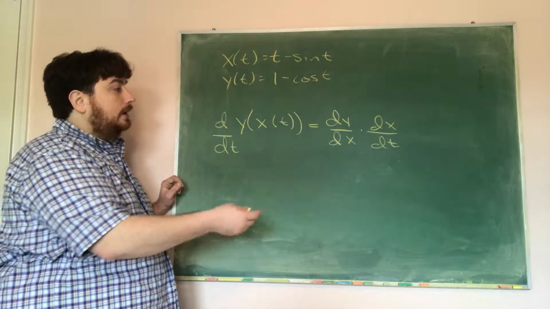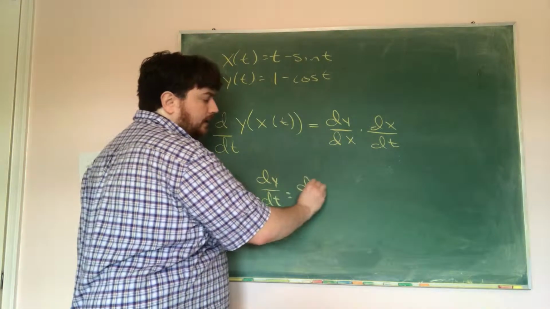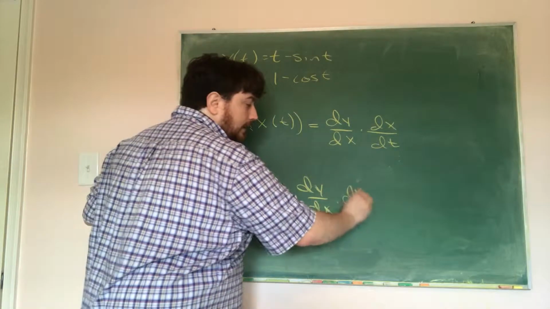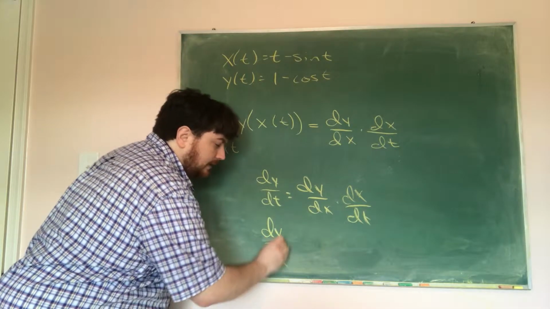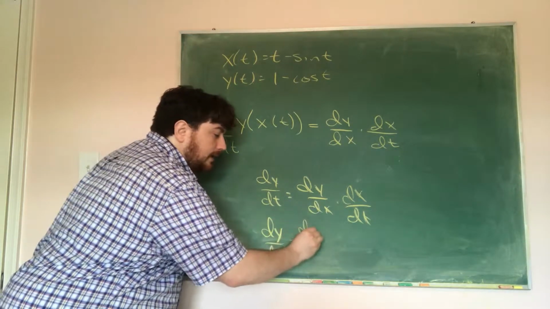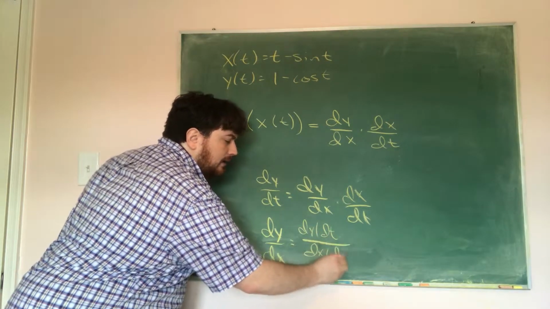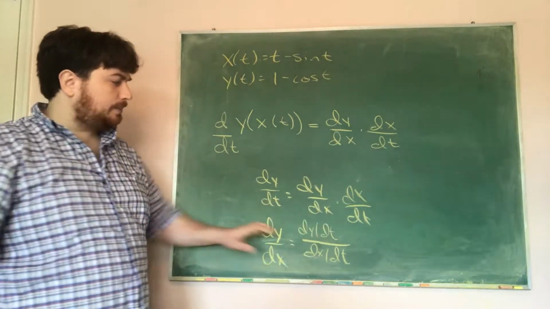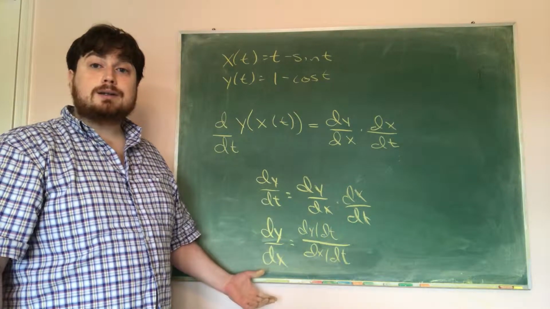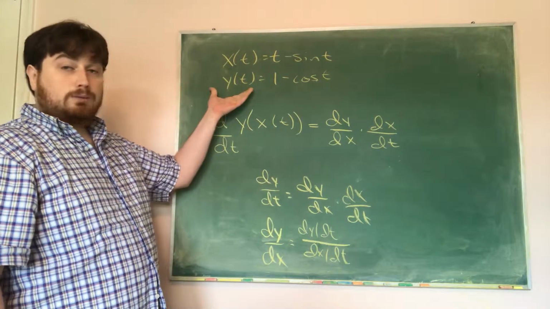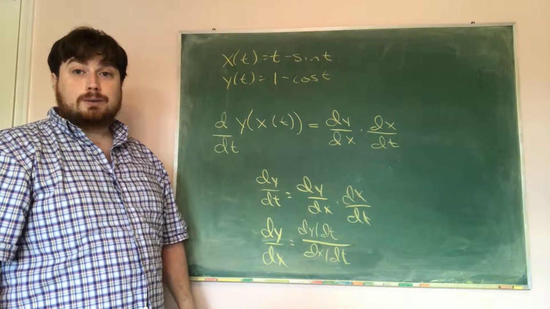Therefore, if dy/dt is dy/dx times dx/dt, we indeed can get that dy/dx is just going to be dy/dt divided by dx/dt, because I can solve for dy/dx by dividing by dx/dt. And so if I want to find the derivative dy/dx, I can find the derivative of y with respect to t, the derivative of x with respect to t, and then take the quotient of the two.